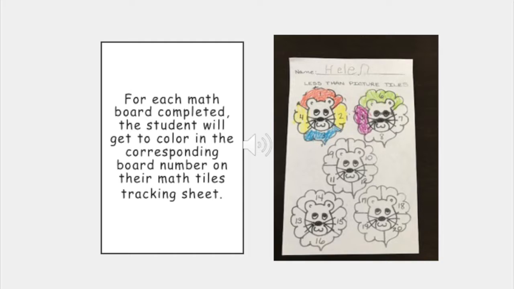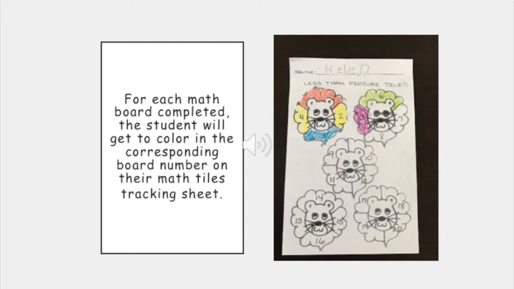For each math board that a student completes, they get to color in one of the corresponding board numbers on their math tiles tracking sheet. So this is a picture here of a math tiles tracking sheet, and the student Helen is working on the less than picture tiles packet, and each of the little numbers here represents one of the boards that she has successfully completed. So you can see she has colored boards 1 through 6, and so that shows that she has finished those boards, and she needs to complete boards 7 through 20.